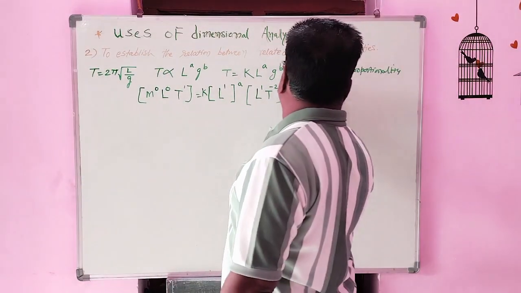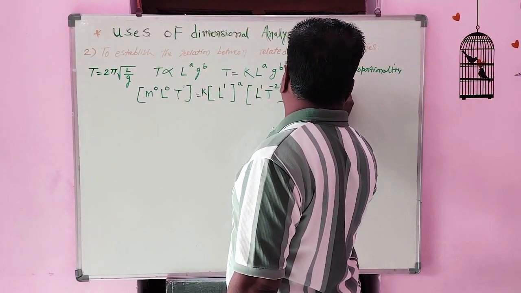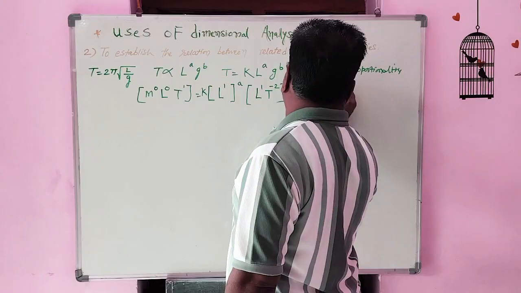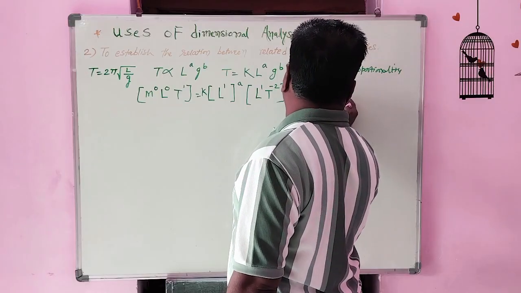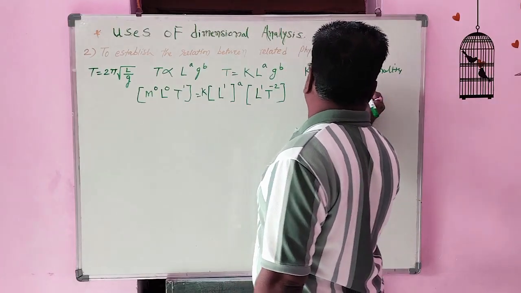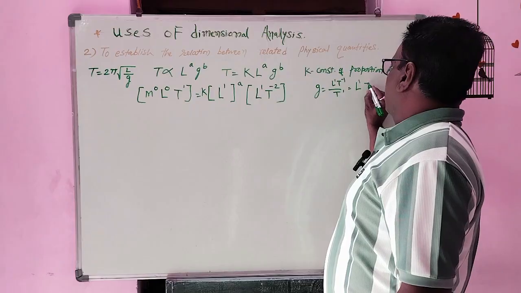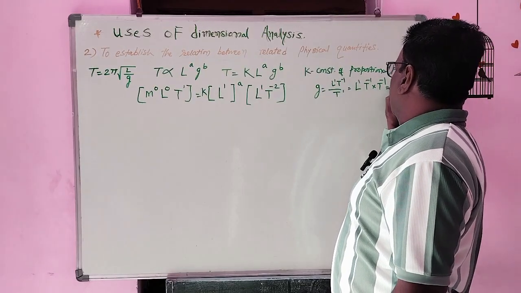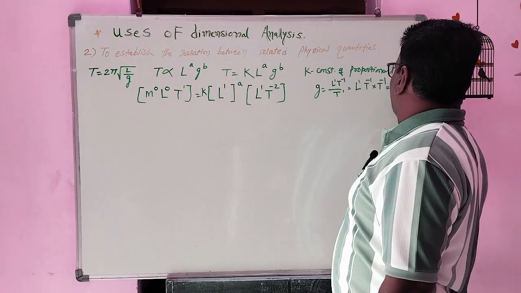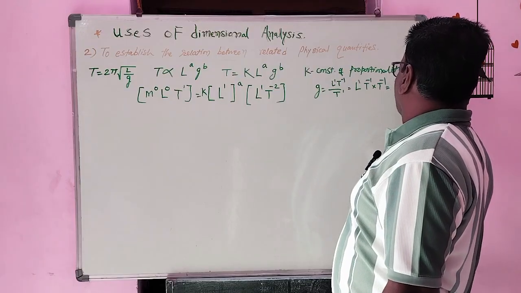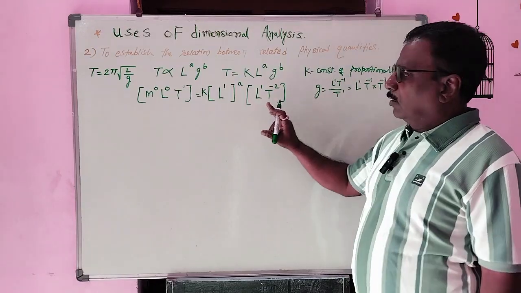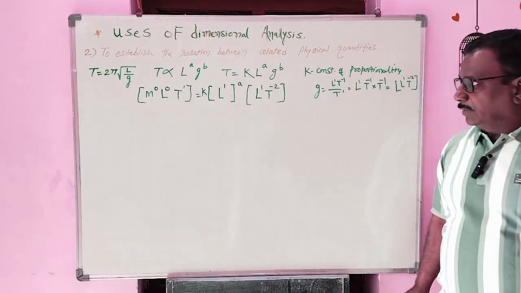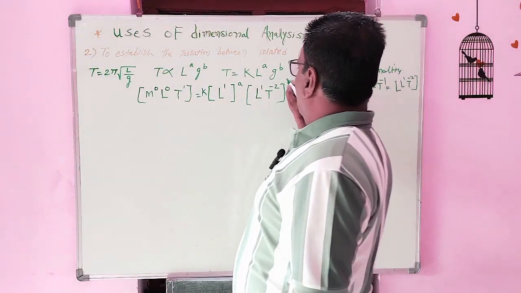So g is equal to change in velocity divided by time, L¹T⁻¹ divided by T¹, which is L¹T⁻¹ multiplied by T⁻¹, equal to L¹T⁻². So that is the dimension of acceleration due to gravity, and it has power b.